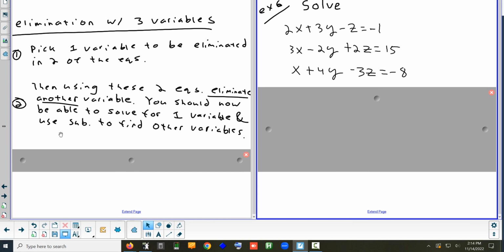So I try not to make my z's look like 2's, otherwise that gets even more confusing. On the other page it says 2x plus 3y minus z equals -1. 3x minus 2y plus 2z equals 15. And x plus 4y minus 3z equals -8. I'm going to number those equations so I have names for them. Anytime I put a number and circle it, that means equation number. So this is equation number 1, equation number 2, and equation number 3.